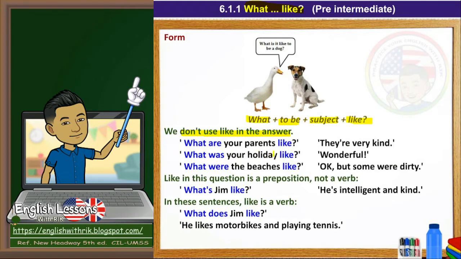What was your holiday like? Wonderful. What were the beaches like? Okay, but some were dirty. Like in this question is a preposition, not a verb. What's Jim like? He's intelligent and kind. In these sentences, like is a verb. What does Jim like? He likes motorbikes and playing tennis.